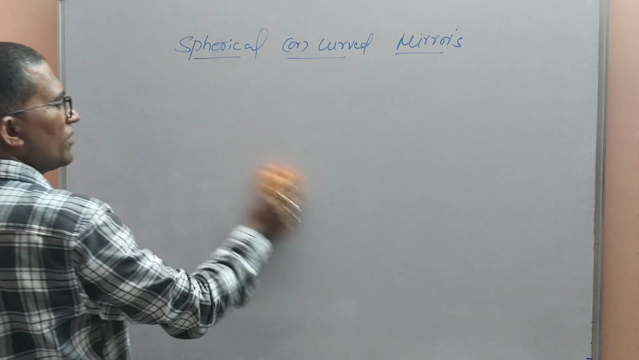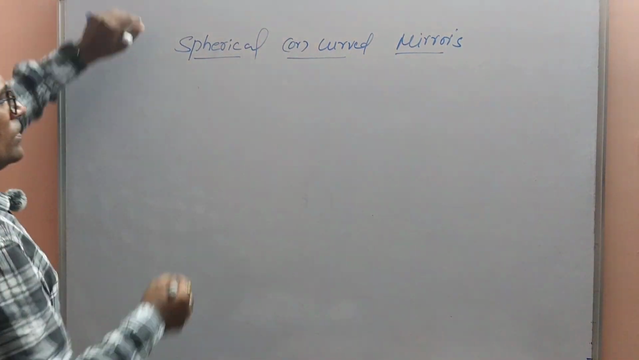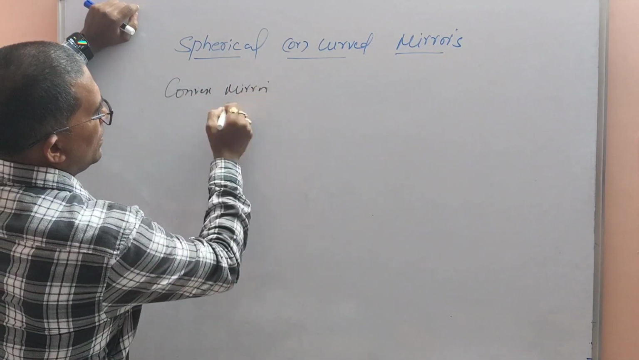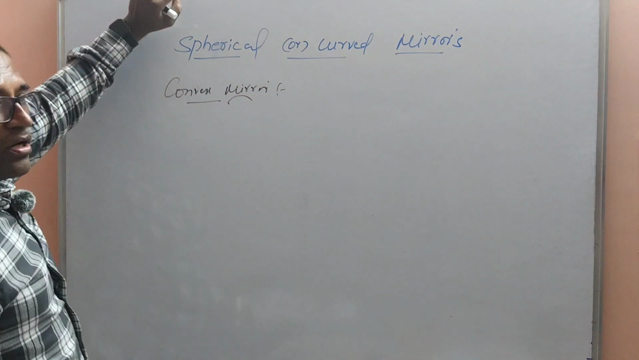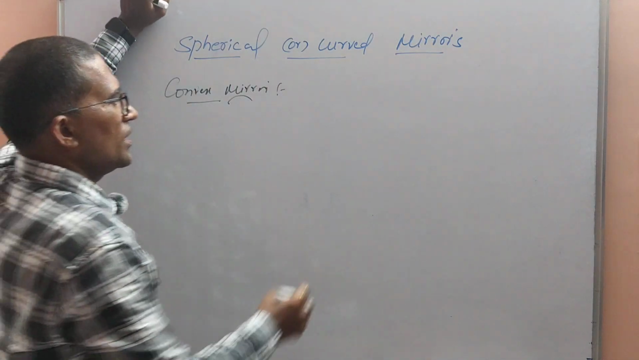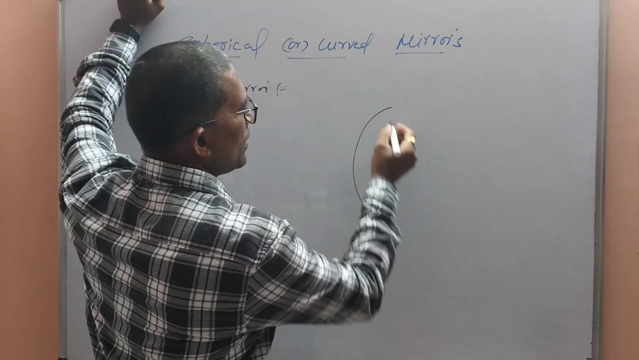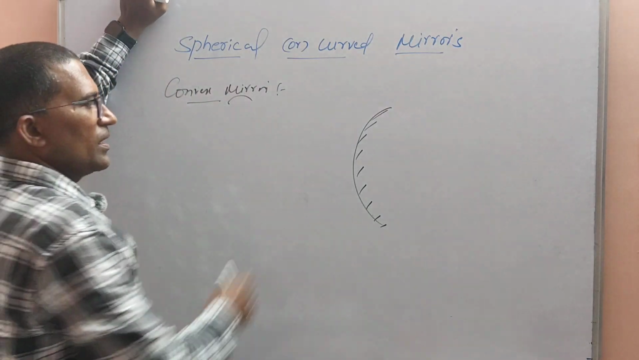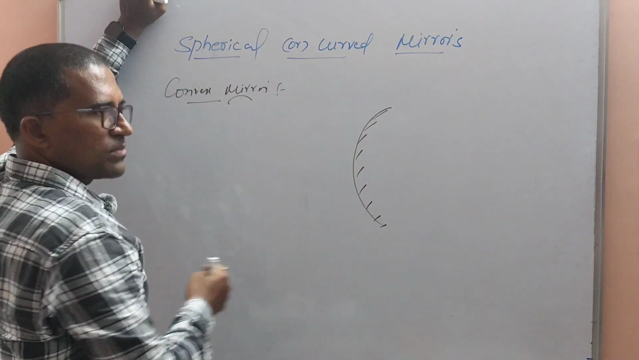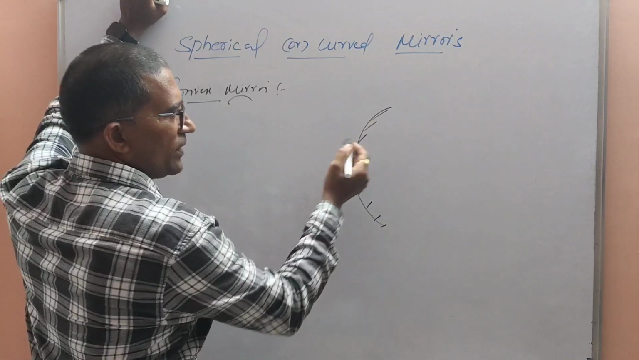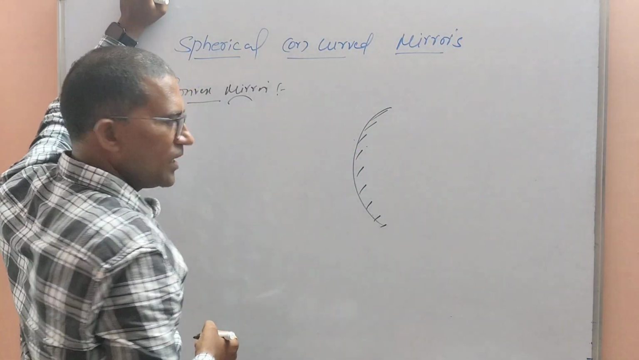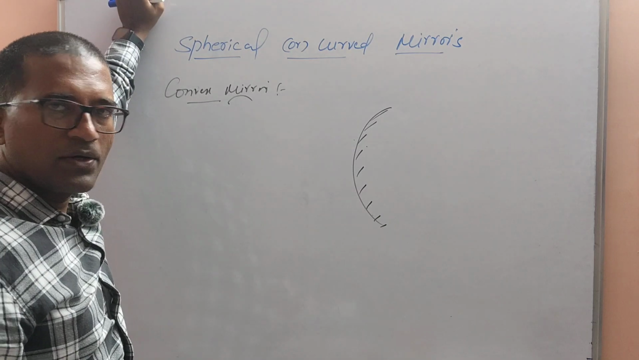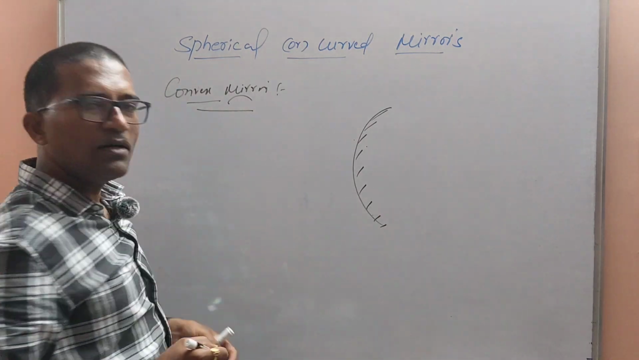Next, what is the meaning of a convex mirror? A convex mirror is a mirror in which the reflecting surface is bent outwards, bulged out. This is the reflecting surface here. This is the coated surface. If the reflecting surface of the mirror is bent outwards, it is called a convex mirror.